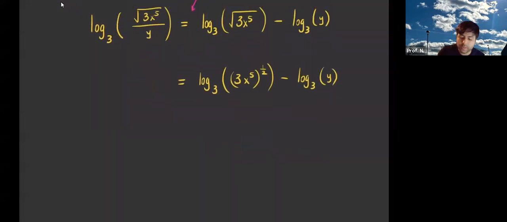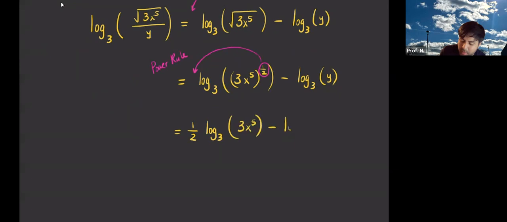Okay, and then what do I notice? I got a 1/2. I'm going to place it out in front by the power rule. So I'm applying the power rule here. So now I have a 1/2 in front, log base 3 of 3x to the 5th. So I can see why there might be some confusion. It might be because of the next few steps, due to the fact that the expression inside these parentheses you can still separate using the product rule and the power rule. The product rule comes first.